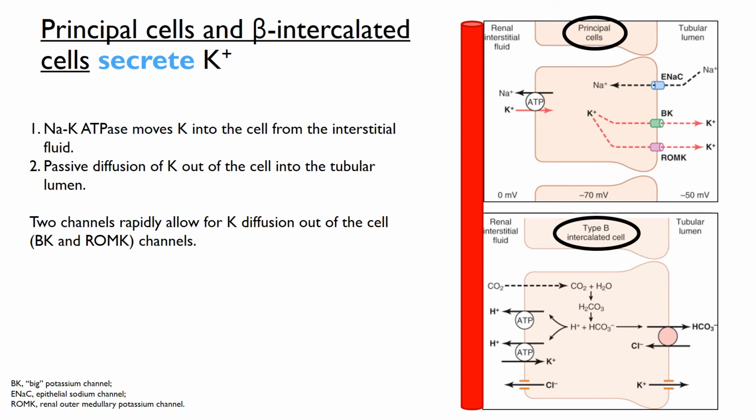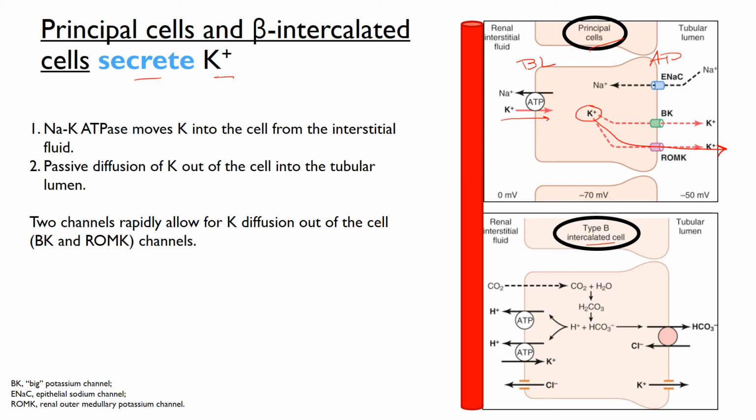Next, we're going to lump together principal cells with the function of beta intercalated cells as it relates to potassium because both secrete potassium. The top graphic is the principal cell. Bottom graphic is the type B or the beta intercalated cell. We've already talked about how potassium is moving in the principal cell, but a quick summary is potassium enters the cell across the basolateral membrane on the left, apical membrane is on the right, using the sodium-potassium ATPase, and then its fate is to leak back out those ROMK channels.